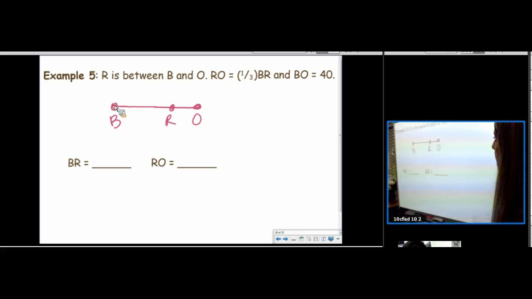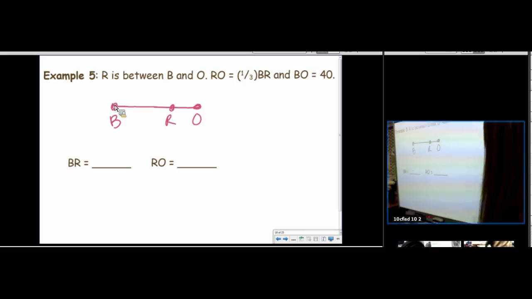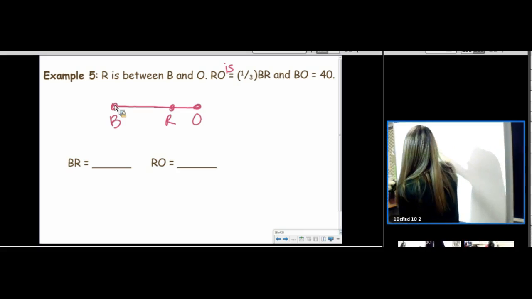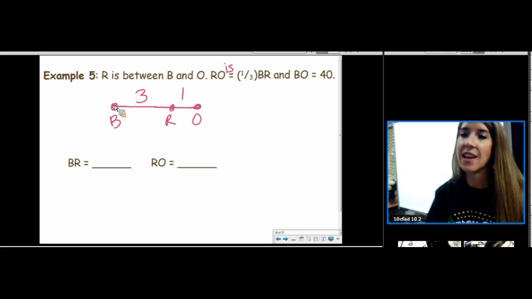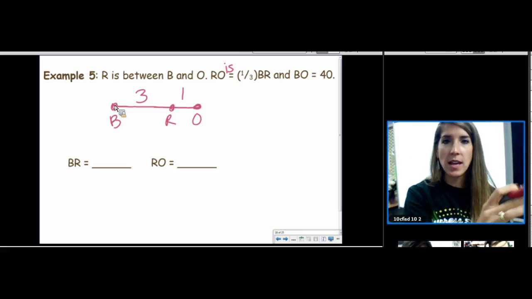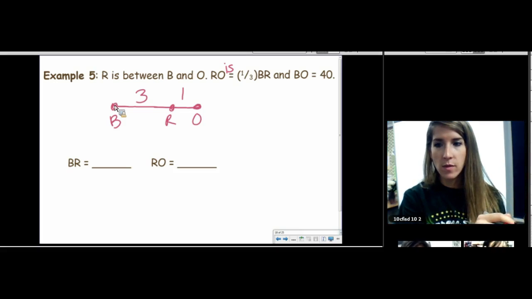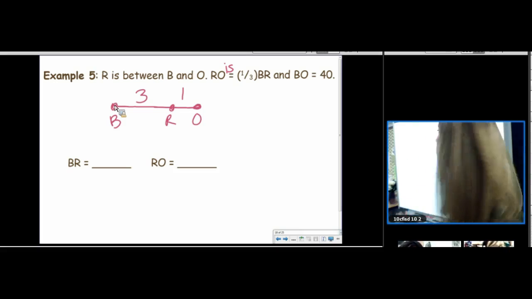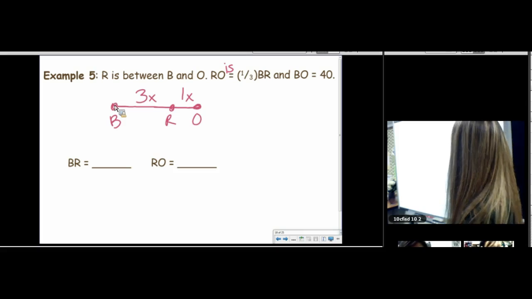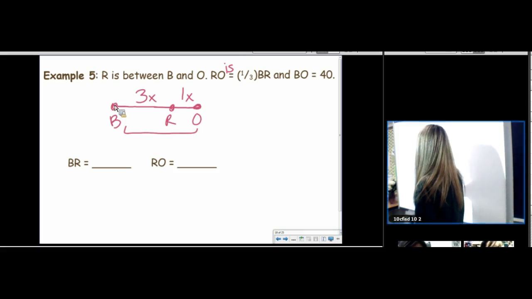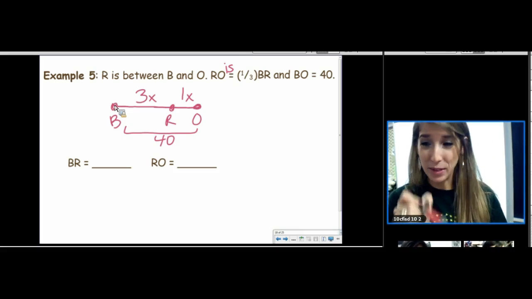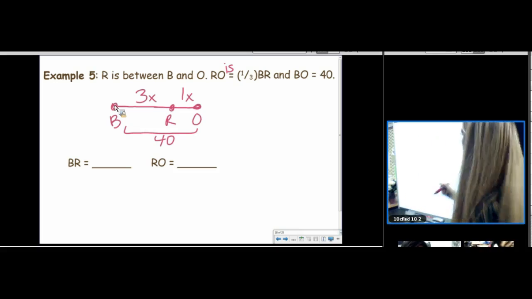So I want you to think of RO as the 1 and BR as the 3. It's 1 out of 3, 1/3. See how this is different? We haven't dealt with the whole yet. So this is 1 part, and BR is 3 parts. BO is 40. The whole thing is 40. How would I solve this problem now that I've set it up? The setup was the toughest part. Solving it is now not hard at all.